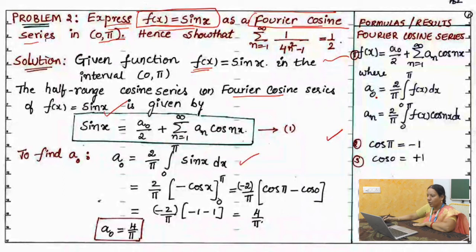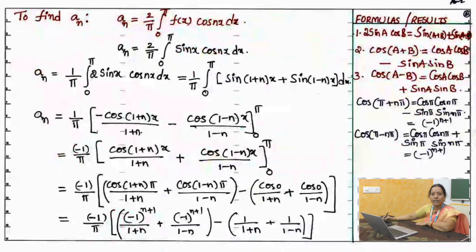The formula for a naught is a naught equal to 2 by pi integral 0 to pi f of x dx. Now, substitute the value of f of x in your formula. Then, we get a naught equal to 2 by pi integral 0 to pi, in place of f of x you have to write sin x, so sin x dx. Now, calculate the integration and apply the upper limit and lower limit. You get 4 by pi. So, we got the a naught value as 4 by pi. Keep it aside.